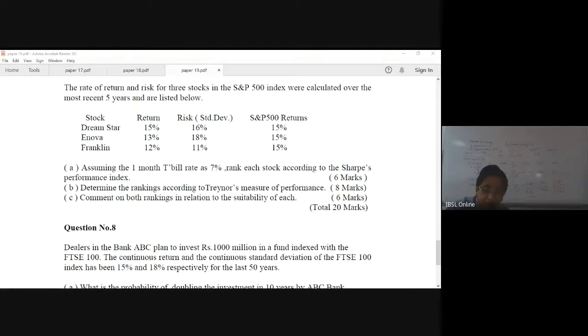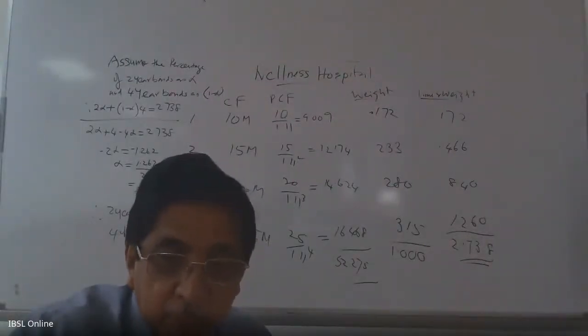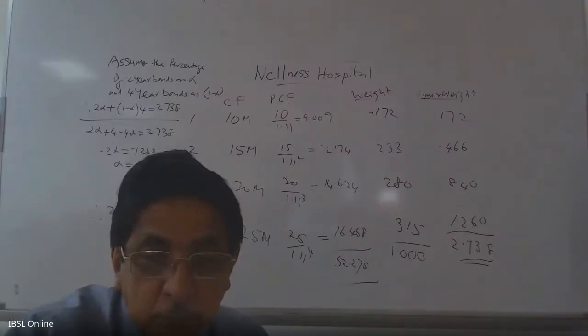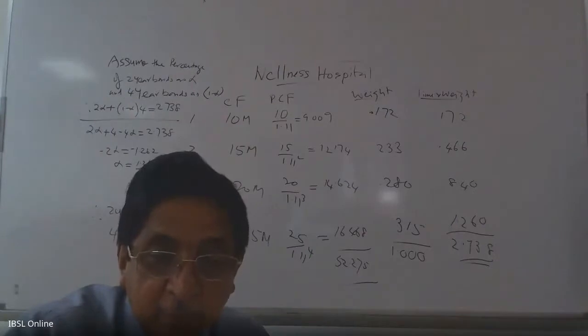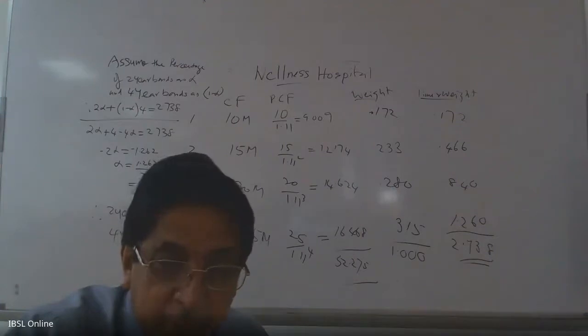Now this Dreamstar, what is the value? It is the beta value for Dreamstar? I don't know, 0.88. Just see. Now there the values would be: Dreamstar, the beta value is 1. That's correct. Beta value is 1 for Dreamstar. Innova, what is the beta value? 1.15. Just see.